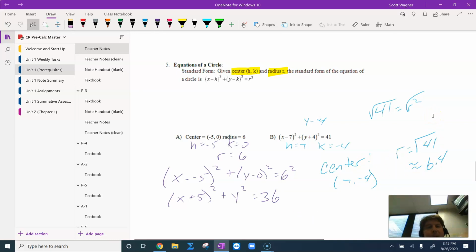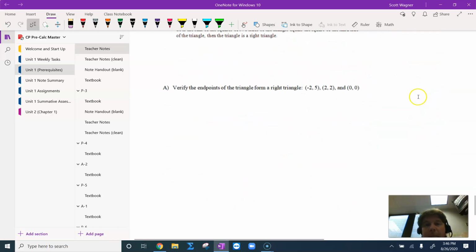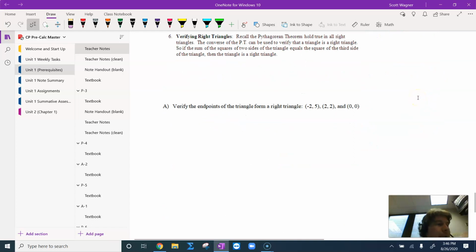Now what we could do is expand on this a little bit more, and we could give you just the endpoints of a diameter, and then you would have to figure out what exactly the equation is from there. So you really have to think and use a lot of these steps about distance and midpoints. Last thing here, number 6, verifying right triangles. The converse of the Pythagorean theorem is what you're going to be using here.